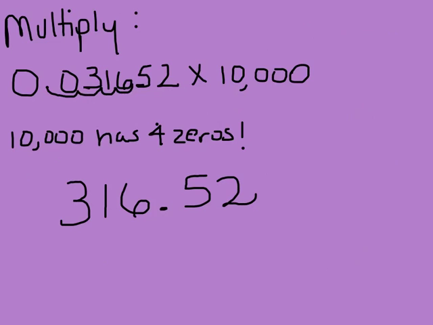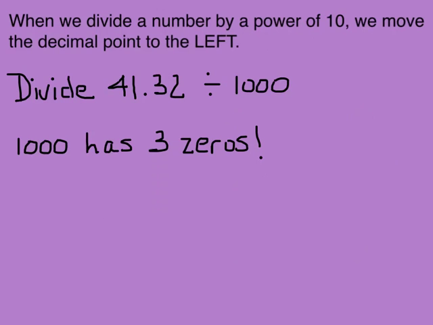Alright, let's go to the next page. Alright, so here we go. Other part of the lesson. When we divide a number by a power of 10, we simply move the decimal point to the left. When you're dividing, you're getting a smaller number, not a larger, so you need to move that decimal point to the left. Alright, and this says divide 41 and 32 hundredths by 1,000.